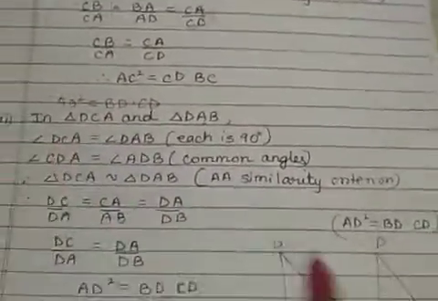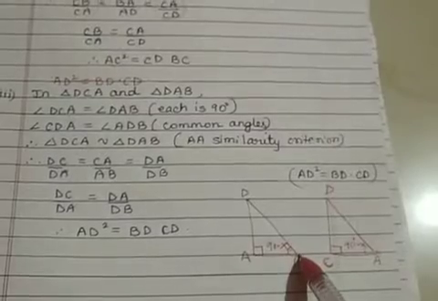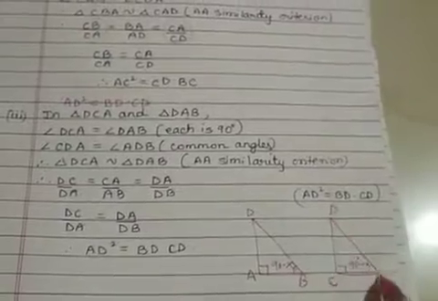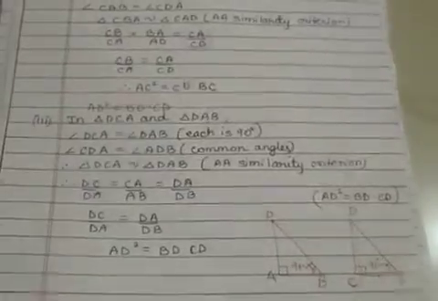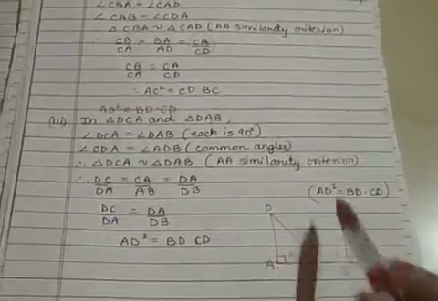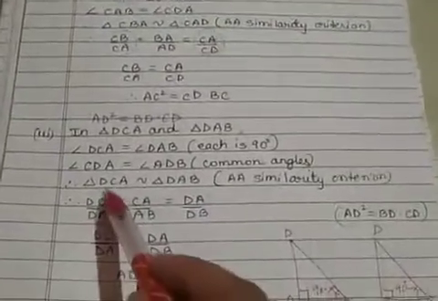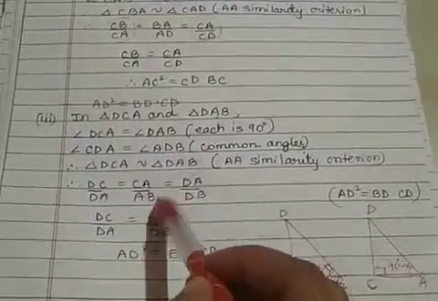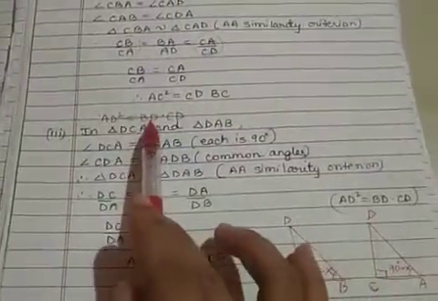So let us see how we can prove. Here angle DCA is equal to angle DAB because each is 90 degrees. Then this angle is same because common. So CDA is equal to ADB because they are common angles. So we can say the two triangles, triangle DCA is similar to triangle DAB by AA similarity criterion. So the sides are also in the same ratio. So DC upon DA is equal to CA upon AB is equal to DA upon DB.